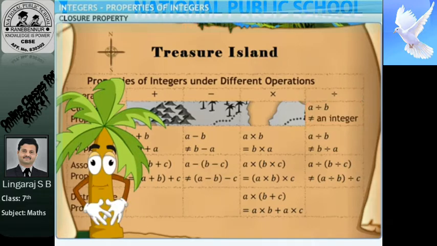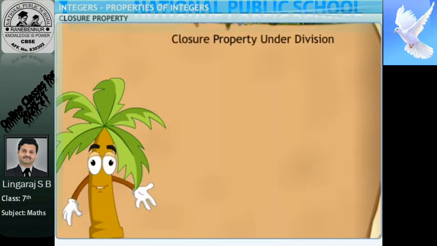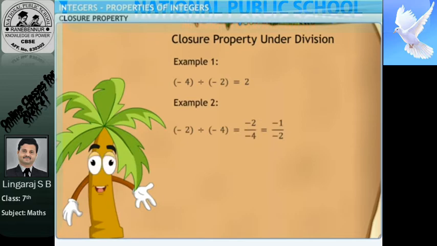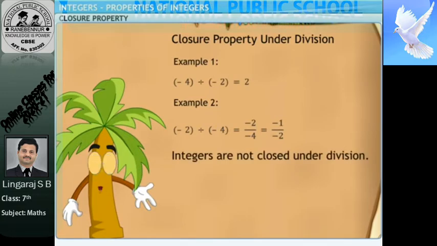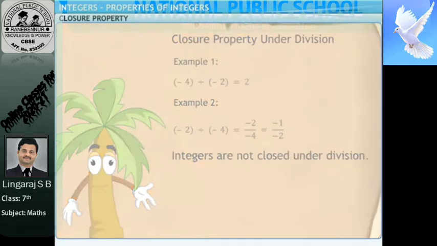Good going. Are integers not closed under division? Let's see if we can prove this. Now, if we divide an integer by another, the result should be an integer. -4 divided by -2 gives us 2. However, if we divide -2 by -4, we get -1 upon -2, which is not an integer. So we can say that integers are not closed under division.